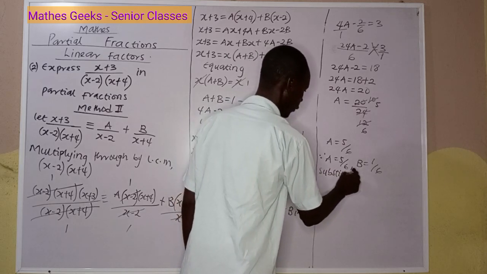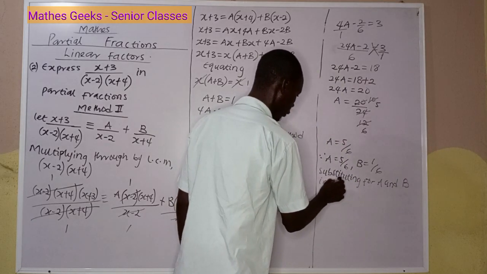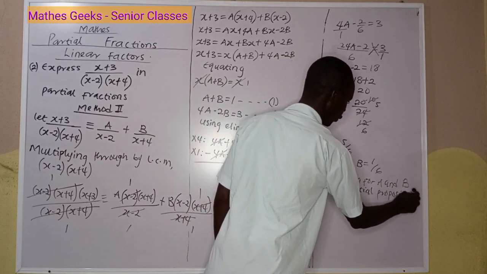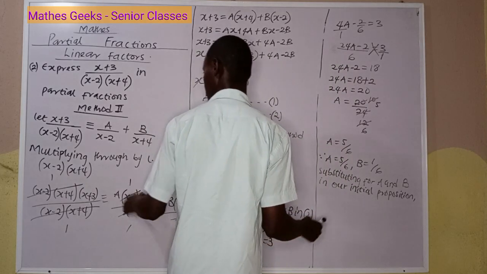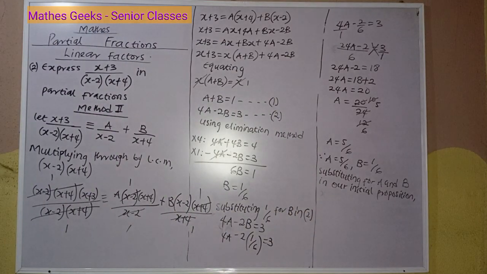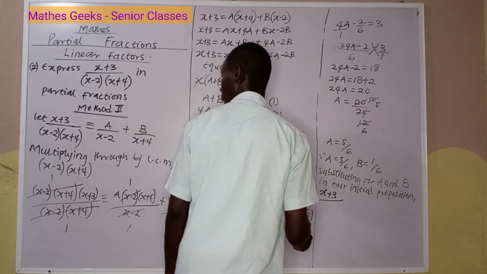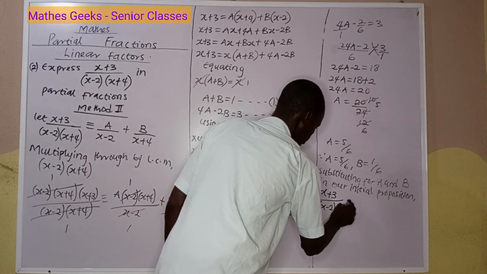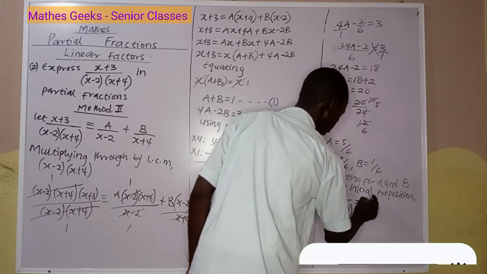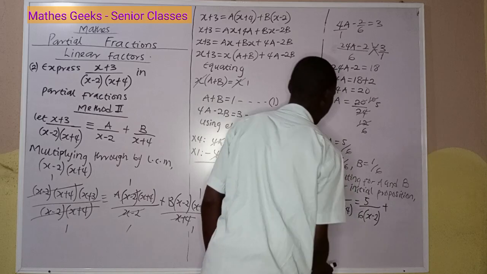Substituting for a and b in our initial proposition, which was x plus 3 over x minus 2 and x plus 4. So remember we said a over x minus 2, and a here is 5 over 6. So 5 over 6 times x minus 2, plus b is 1 over 6.